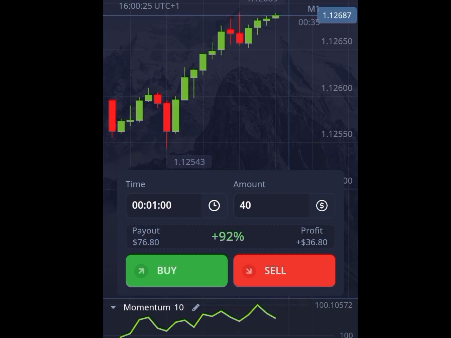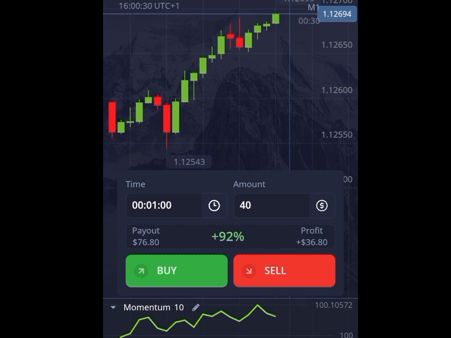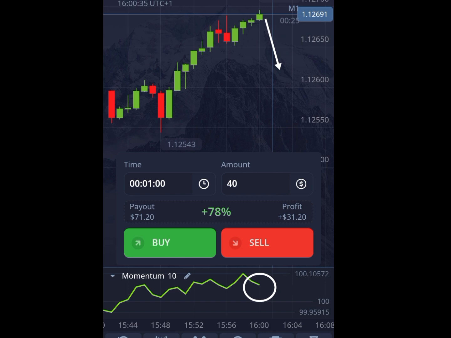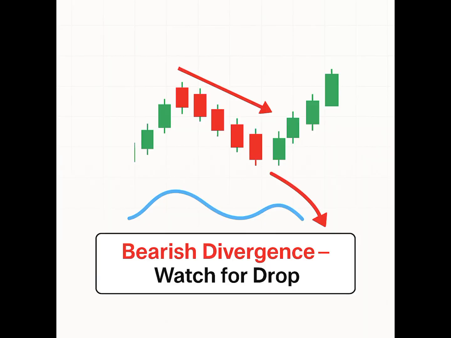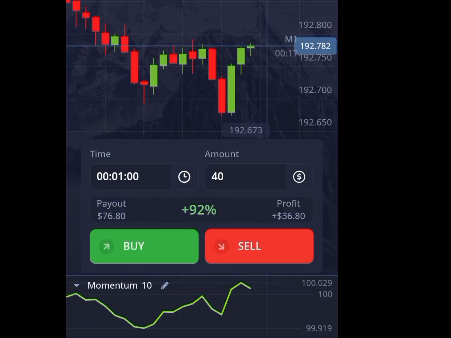As you can see here, the price, which is a candlestick, is going up while the momentum indicator is going down. This signals a divergence. And we are expecting the market to reverse soon so we can enter a sell trade. When price makes a new high but momentum fails to do so, that's called a bearish divergence, and it often comes before a drop in price.